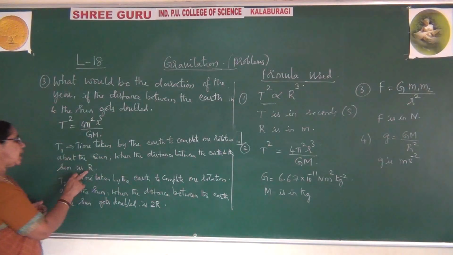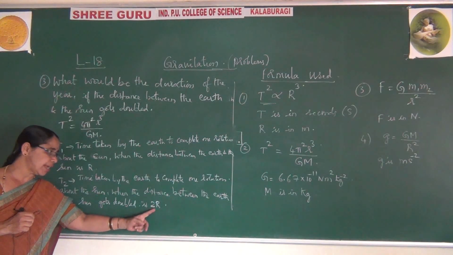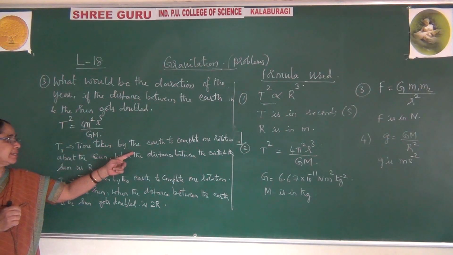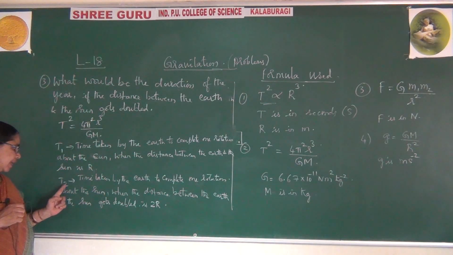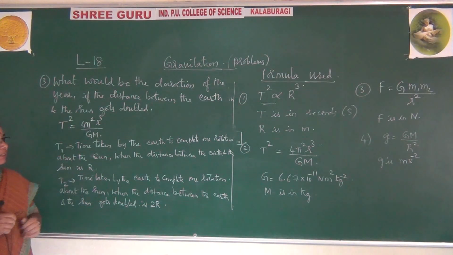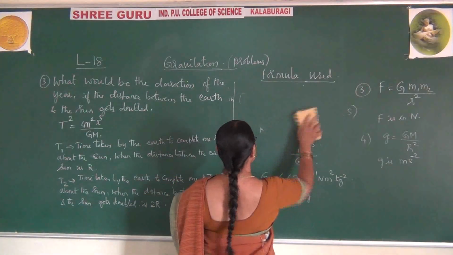At that time, double is 2r. So r was the distance, now it has been doubled, so I should take 2r. So what have you understood? If T1 is there, the distance is r. If T2 is there, the distance is 2r. Right? Now using this, I'll write the formula. Now I'll just write here. Let me just cut this one.